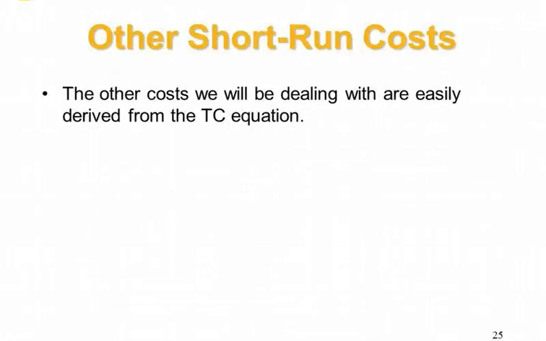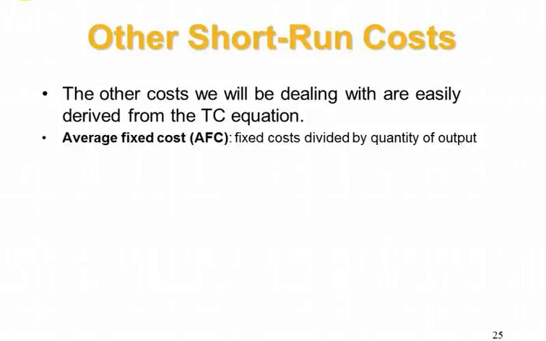So the other costs we'll be dealing with are easily derived from the total cost equation. Marginal cost is an analysis that simply looks at the last unit you produced. Now, average cost analysis looks at an entire range of output. So when you say the average cost is $4, that means if you produced 100 units, all 100 units on average cost you $4. So what you're doing with an average analysis is looking at an entire range of output rather than the last unit produced.